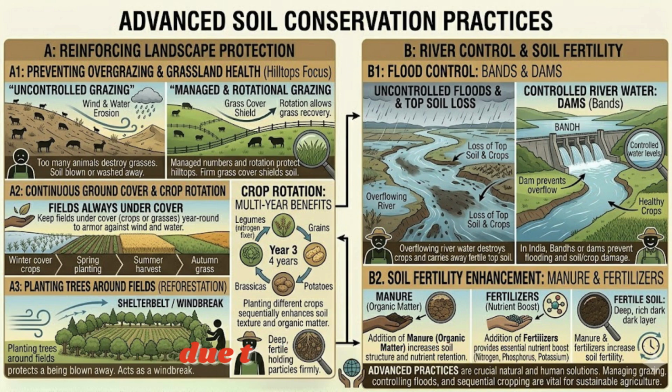Sometimes we have floods due to heavy rainfall. The water overflowing the banks of our rivers carries away the topsoil and destroys our crops. So, the floods must be controlled. In India, we have made many ponds or dams which prevent the river water from damaging soil and crops. Planting trees around the fields also protects the soil. Addition of manure and fertilizers also increases the fertility of the soil. Rotation of crops also increases the fertility of the soil.